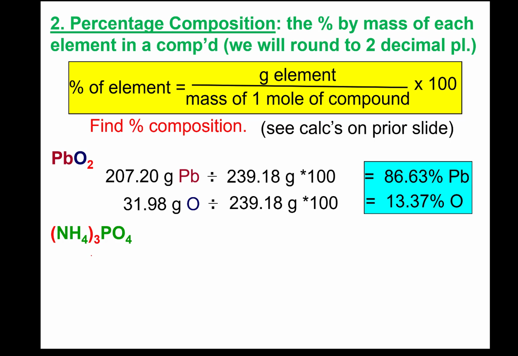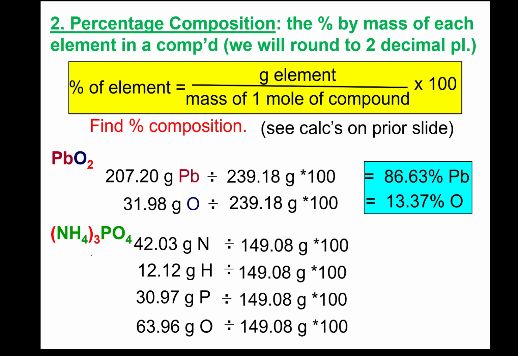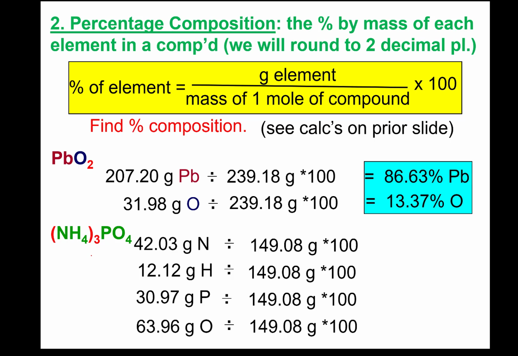Ammonium phosphate, which we also did on the prior slide, we said that there were 42.03 grams of nitrogen, 12.12 grams of hydrogen, 30.97 grams of phosphorus, and 63.96 grams of oxygen. Look on the prior slide if you don't remember where those numbers came from. If you add all those numbers together, you get 149.08 grams. So take each of the numbers, 42, 12, 30, 63 point whatever, divided by 149.08 grams, multiplied by 100, we get our percentages.